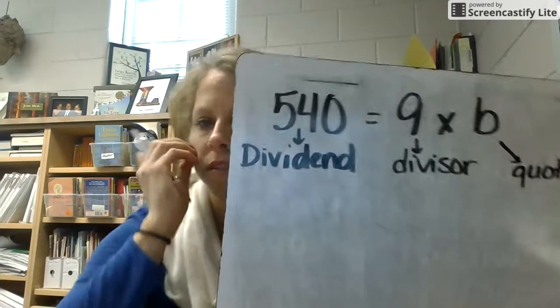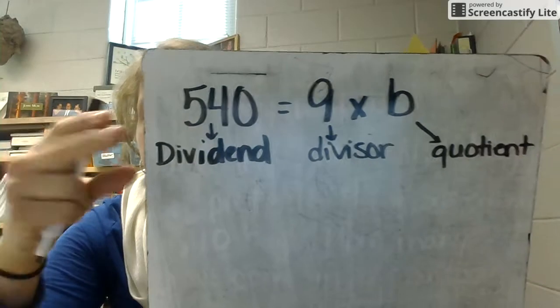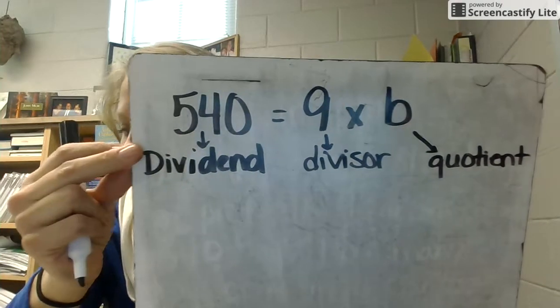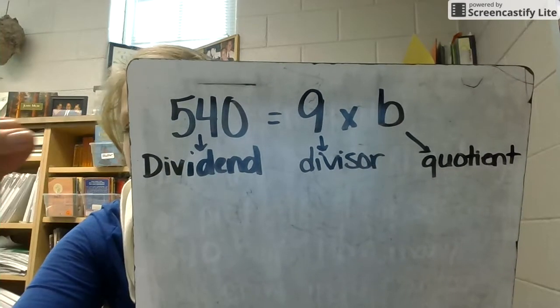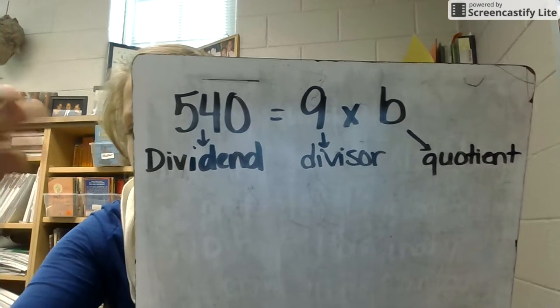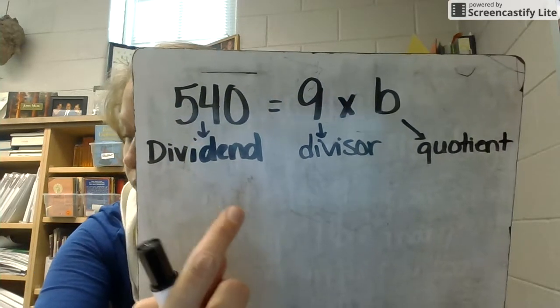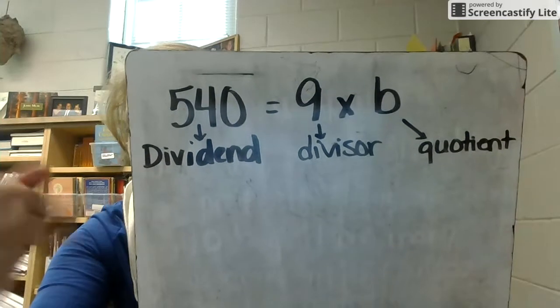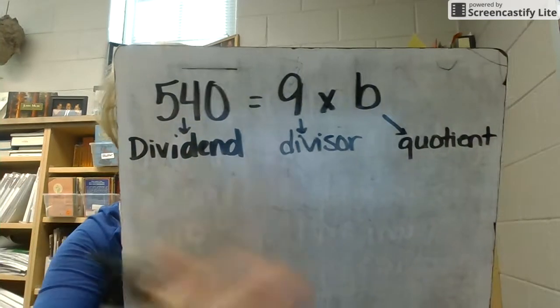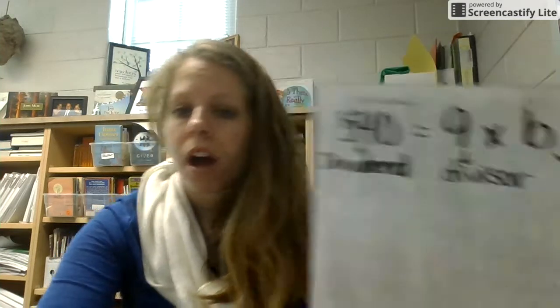All right, so if you were to set this up, here's my number model, and I have 540 equals 9 times b. My 540 is called a dividend. This is the number that I'm actually dividing. Okay, so the dividend is what you are dividing. 9 is my divisor. This is the number that divides into that 540. Then the last number, which is my b right now, is called the quotient. A quotient is basically the answer to our number model when it's division, just like a sum is to addition, or the difference is to subtraction, or the product to multiplication. So now we have quotient to division.